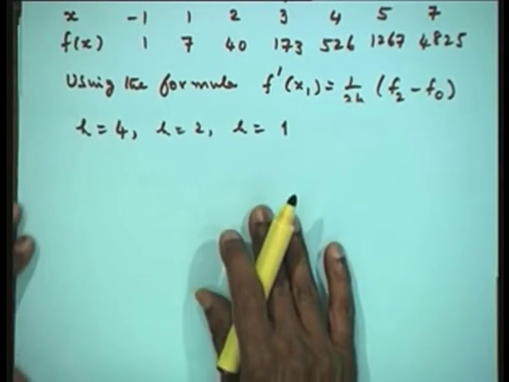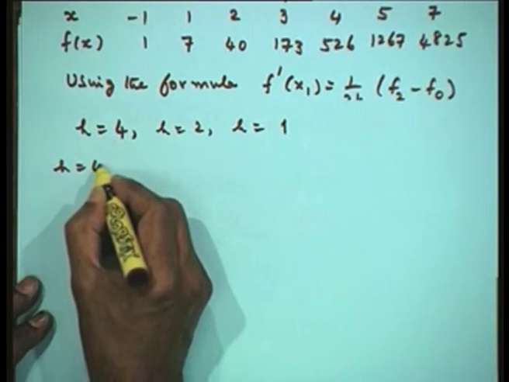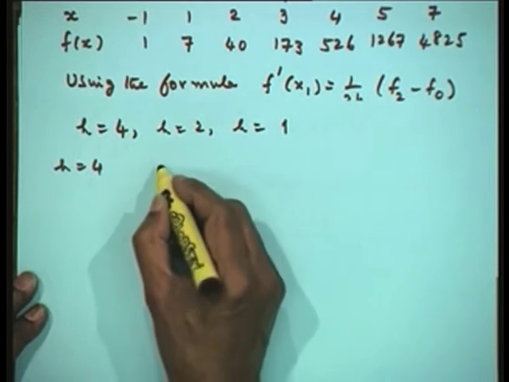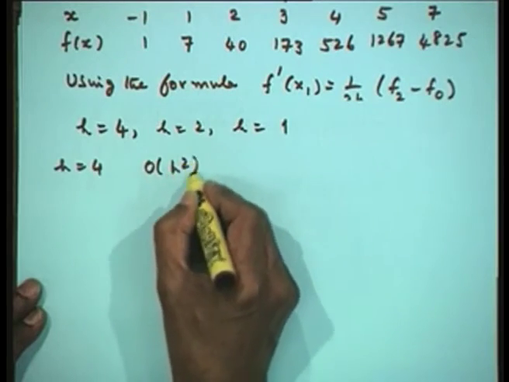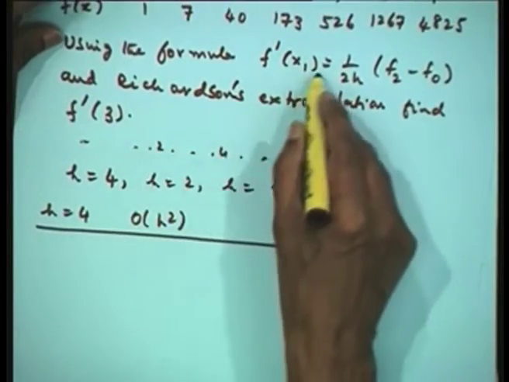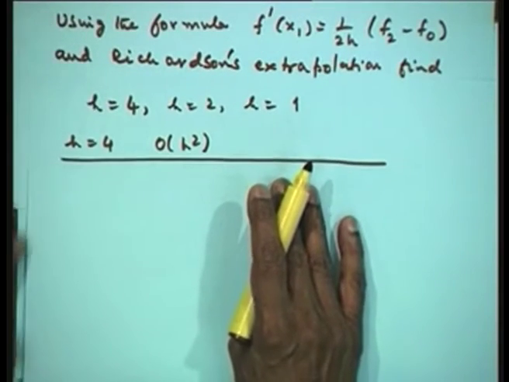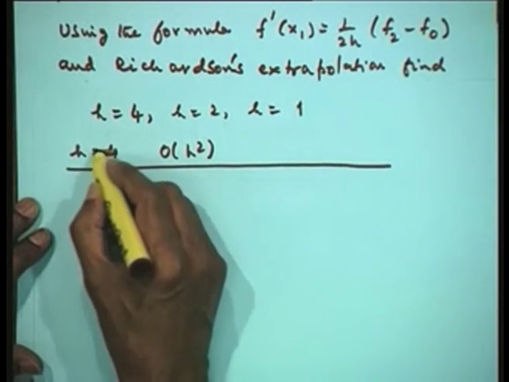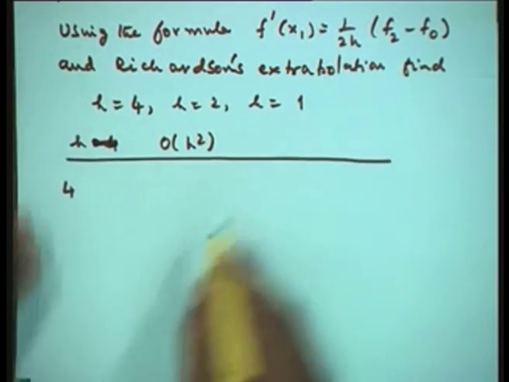Now, let us write down the solution. So, let us take h is equal to 4, and the formula that is given is the starting computation, order of h square. The leading term is order of h square, that is a second order method. h is equal to 4. Now, what is the value?